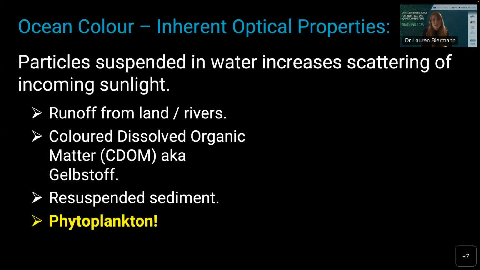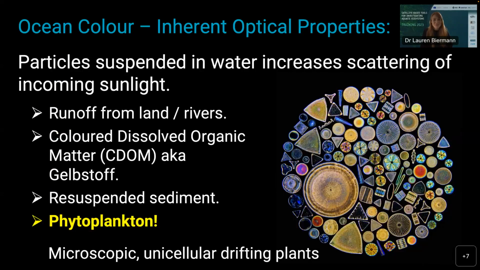And Son is going to talk more about this during the course as well. But ultimately, we're looking for these microscopic unicellular drifting plants as the sentinel species. They're telling us everything that we need to know about the ocean, and they themselves just alone are beautiful.